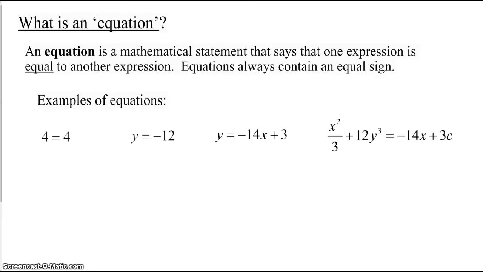What about equation? This word equation. Well, an equation is a mathematical statement. It just says that one expression is equal to another expression. So equations always contain equal signs. They always contain an equal sign. So I know all 4 of these examples are equations because they have an equal sign. And an equation can be very simple, like 4 equals 4. Right? Y equals -12, or it can be extremely complicated. X squared over 3 plus 12y cubed equals -14x plus 3c. But what makes it an equation is the fact that we have one expression on the left equaling an expression on the right. And there's an equal sign.